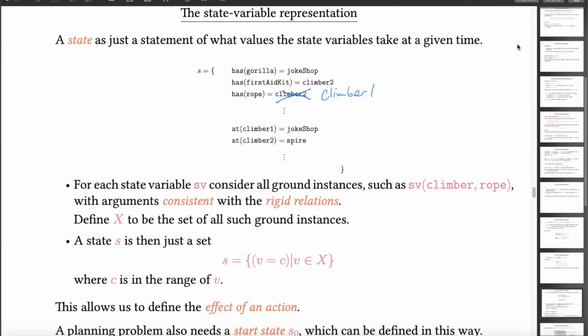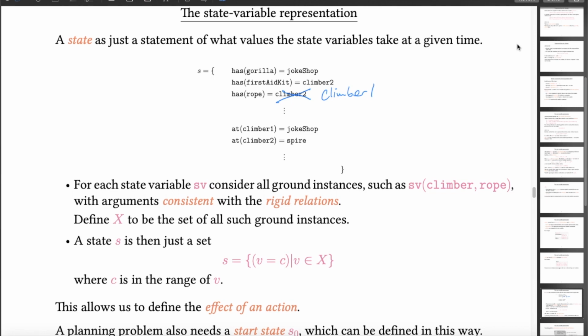So, in general, for each state variable, we consider all the ground instances, all the instances with the variables replaced by actual values, with arguments that are consistent with the rigid relations. I'm going to come on in a moment to exactly what that means, but basically it means you don't consider possibilities that the rigid relations won't allow. And then a state is just a collection that tells you for each ground instance of a state variable, in the example at the top of the slide, like has gorilla, has first aid kit, has rope, out climber, and so on, that ground instance v equals some specific value c.